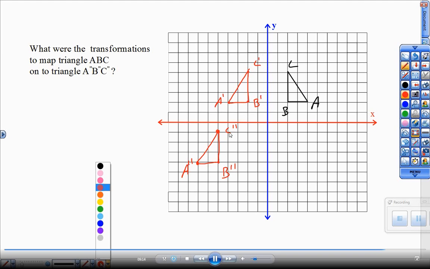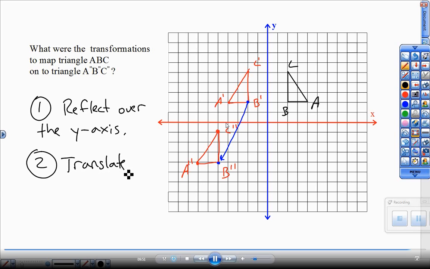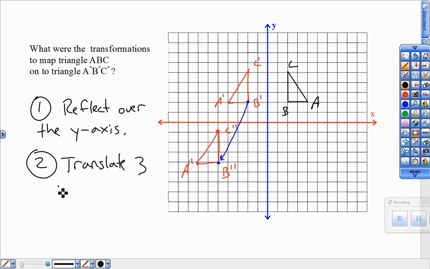I'm sliding this down, and again, looks like from B to B prime down here, B prime to B double prime. Looks like I'm going down this way, a left 3, down 1, 2, 3, down 6 motion. So for this, to get from here to here, I first reflected over the y-axis, and then I did a translation, left 3, down 6, translate left 3, or 3 units down if you want to say, and then down 6, or 6 units down.